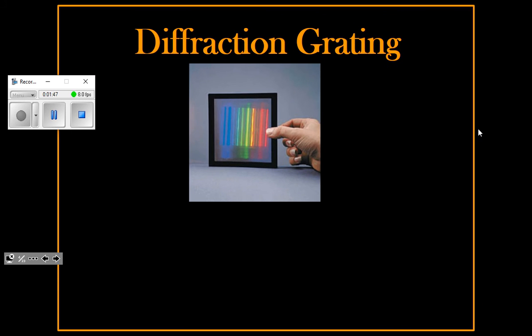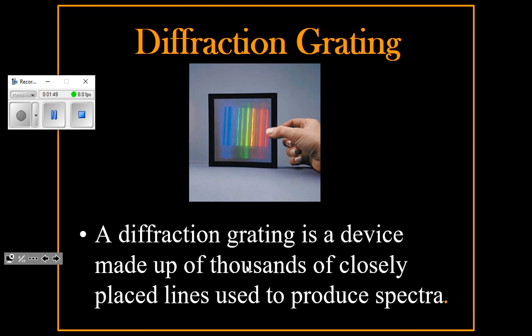So what exactly was a diffraction grating? A diffraction grating is a device made up of thousands of closely placed lines used to produce a spectrum. When you look at it, it just looks like a clear plastic. You can't see the little lines that are on it.